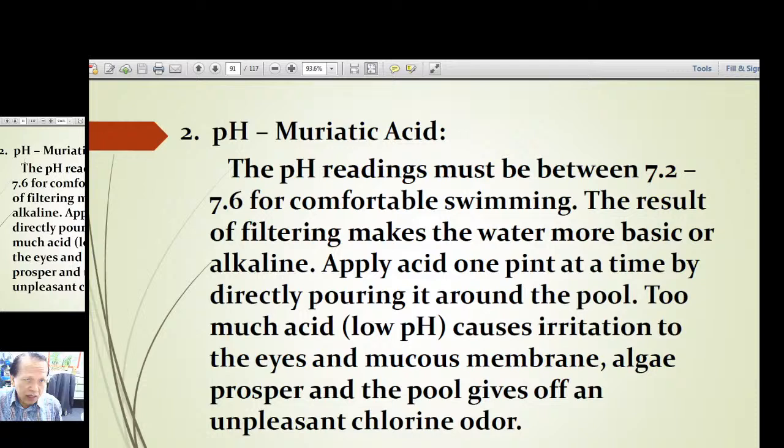Acidity. pH, muriatic acid. The pH readings must be between 7.2 to 7.6 for comfortable swimming. The result of filtering makes the water more basic or alkaline. Apply acid 1 pint at a time by directly pouring it around the pool. Too much acid, low pH, causes irritation to the eyes and mucous membrane. Algae prosper and the pool gives off an unpleasant chlorine odor.